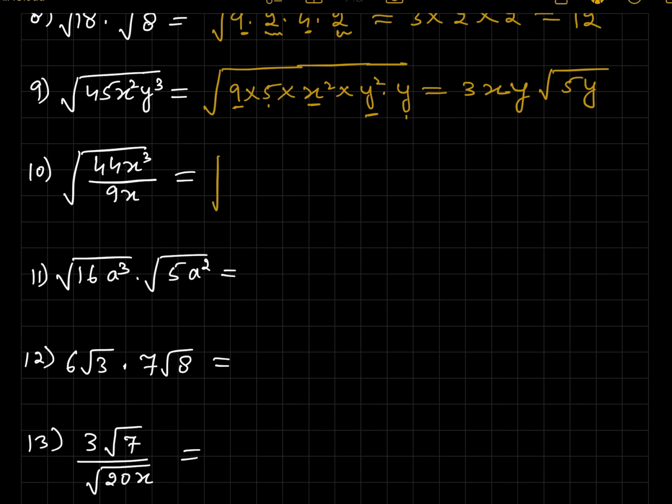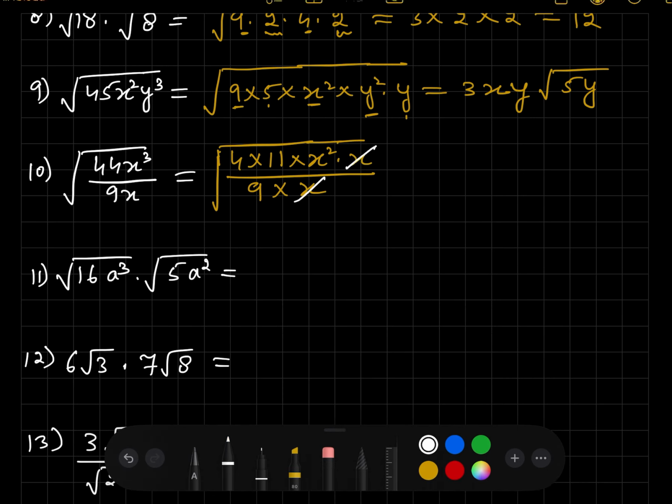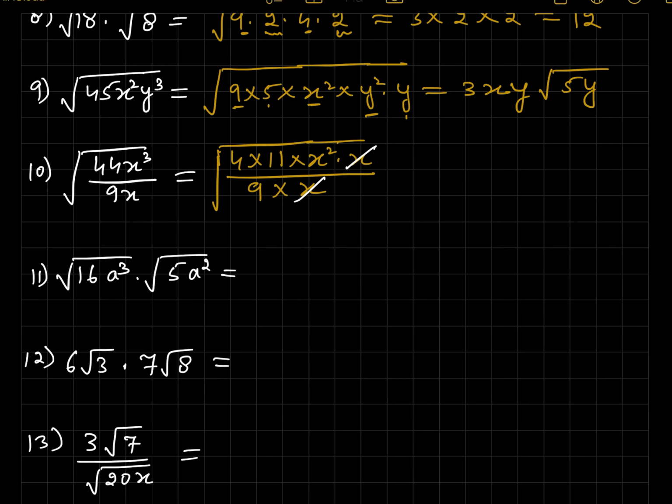Next, let us do quickly 44. So I can write it as 4 times 11, and I can write x cubed as x squared dot x over 9 times x. Now what I will be doing? I will be cancelling this. Okay, and now square root of 4 is 2, down square root of 9 is 3, and up x square is also under a square root sign, so I can write 2x and square root of 11. Okay, next.